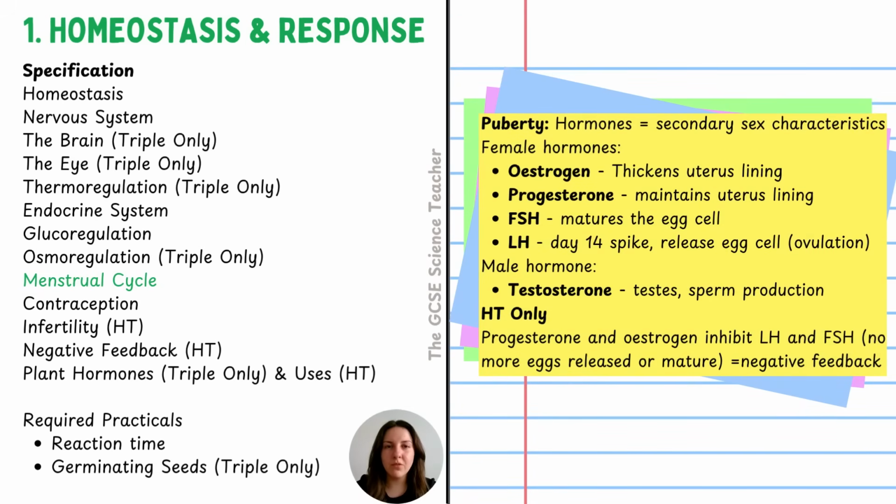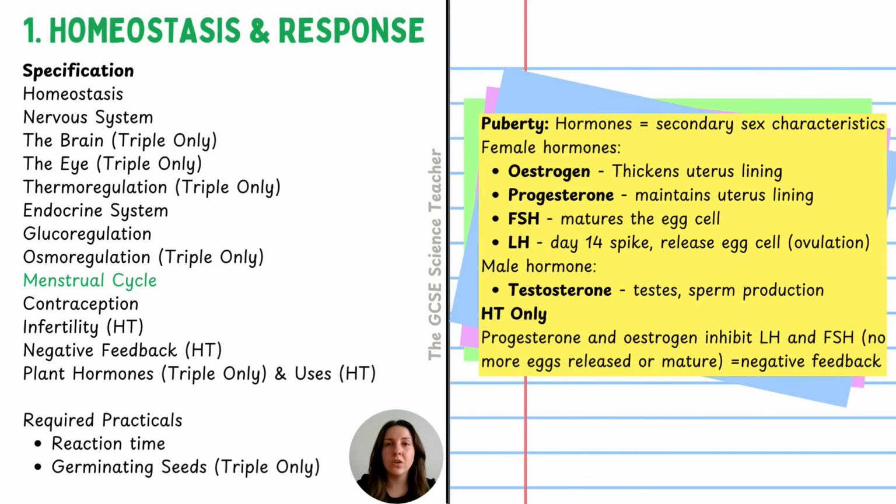Puberty is a sequence of events that occurs at a set time in a person's life, coordinated by hormones, and it causes secondary sexual characteristics. In females, the hormones include estrogen, which thickens the uterus lining, progesterone, which maintains the uterus lining, FSH, which matures the egg cell, and LH, which spikes at day 14 and releases an egg cell during ovulation. In males, the testes produce testosterone to help with sperm production.